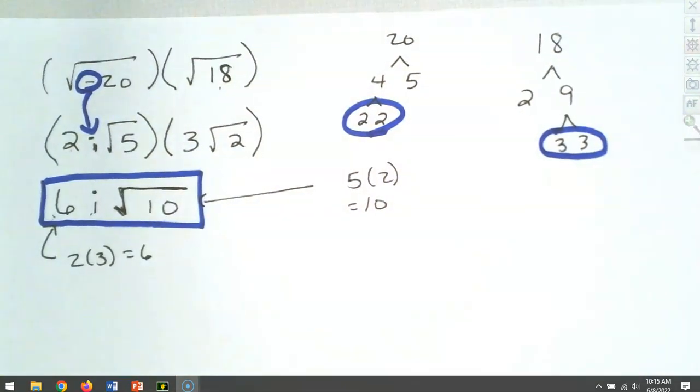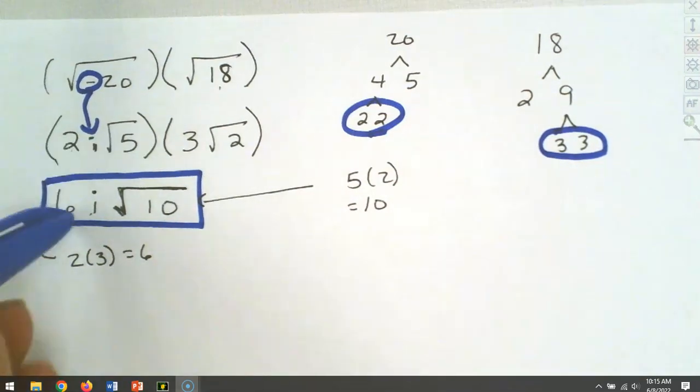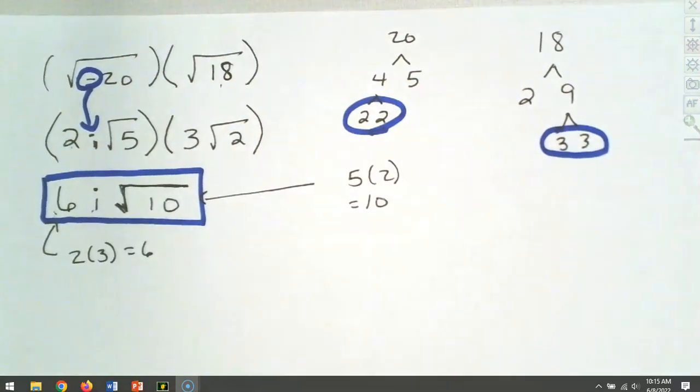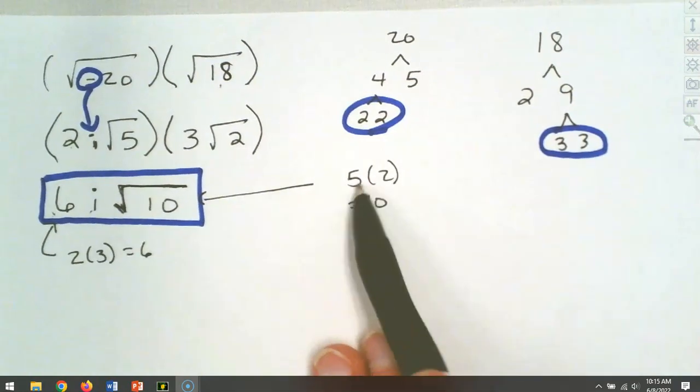Does it make sense now? Yes. This is all imaginary. You do the numbers out in front, they go together. You do the numbers underneath the root, they go together. They're separate. So 2 times 3 makes it 6. 5 times 2 makes it 10. Now does it make sense? Yes, that makes sense why I labeled them over here at the side.